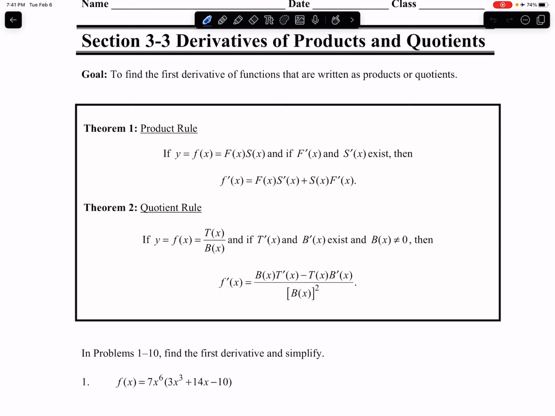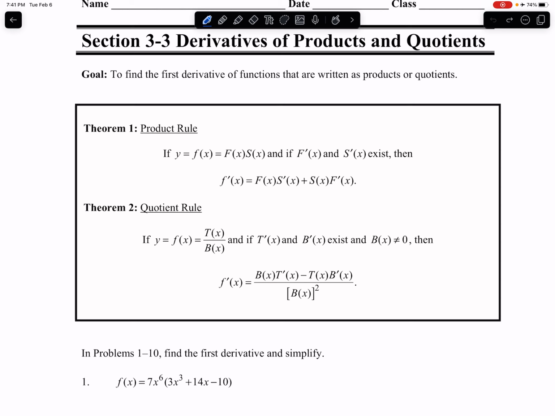So if we see that our function is two different functions multiplying, so a product, and our derivatives exist of these two functions, then the derivative is going to be the first times the derivative of the second plus the second times the derivative of the first. We'll go through some examples so that way you can see it in action, but once you get the hang of it, it comes pretty easily.